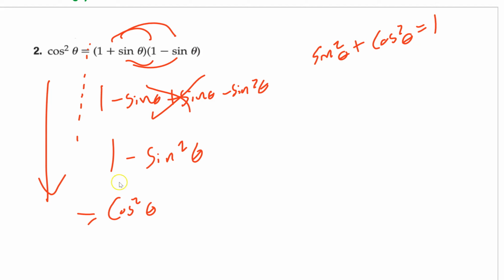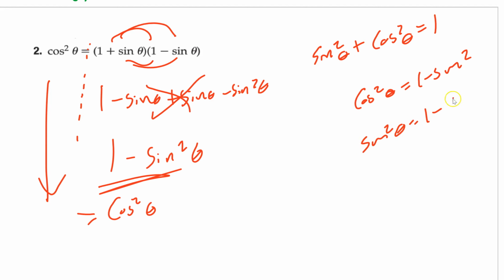Right, and that's where I got this from. If I subtract sine squared from both sides, I get cosine squared equals 1 minus sine squared. If you subtract cosine squared from both sides, you're going to get sine squared equals 1 minus cosine squared. So very, very important.